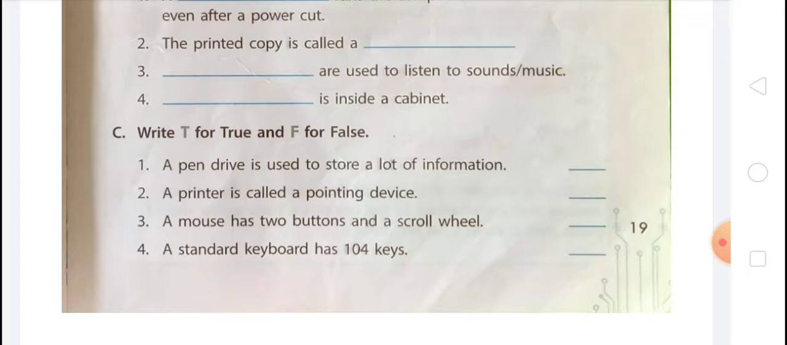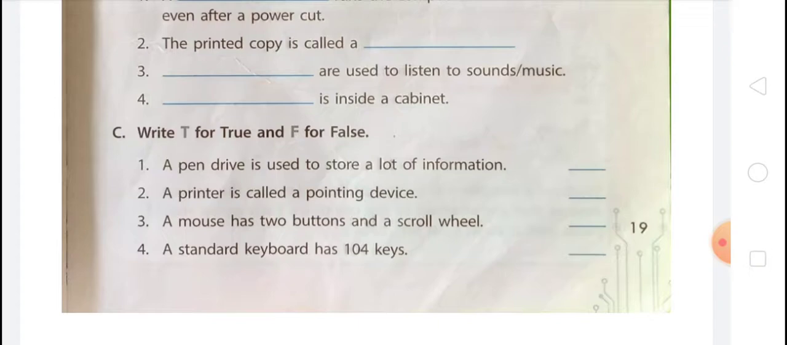Second, a printer is called a pointing device. The printer is used for printout. The mouse is called a pointing device, not the printer. So that is false.